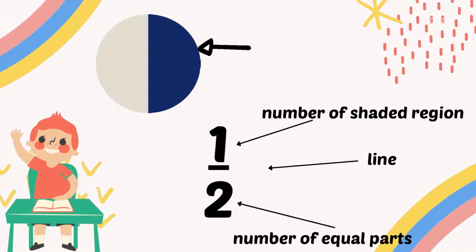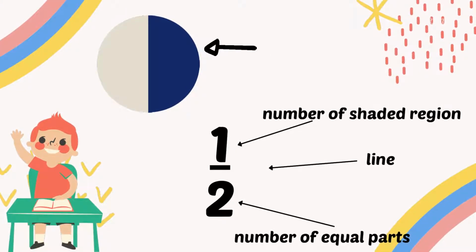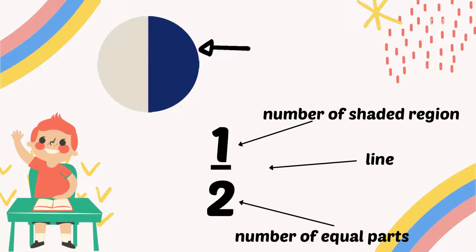The number on the top is the number of shaded regions, and the line indicates over. And number 2, the bottom number, is the number of equal parts. If the diagram has two equal parts, we write number 2 at the bottom. So number 1 is the number of shaded regions. We do the line and we write number 2 as the whole picture has two equal parts. 1 over 2, or half.